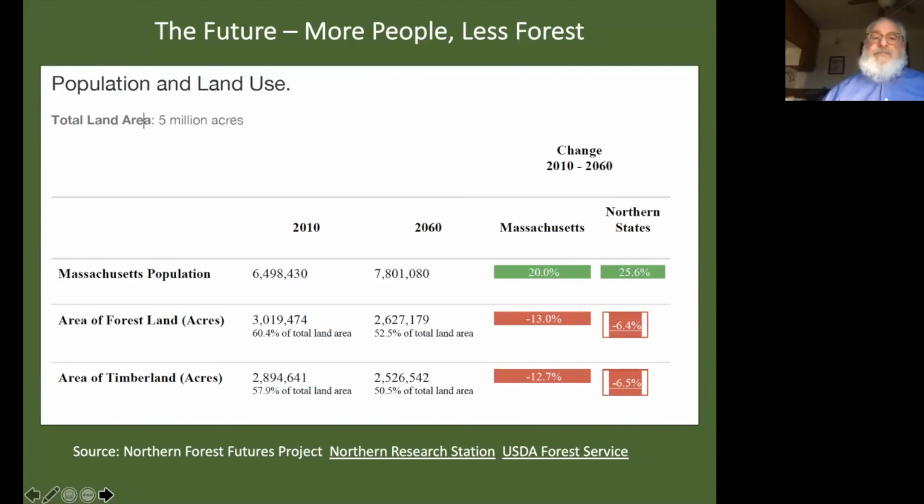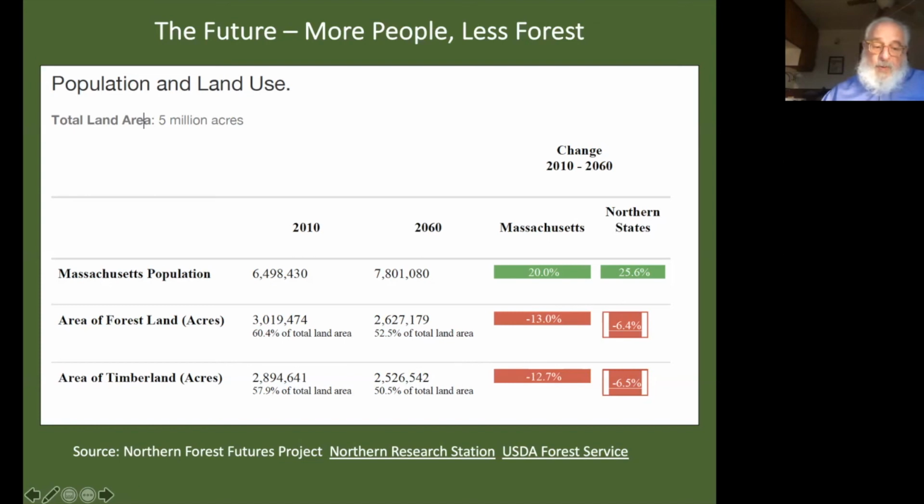Well, what does the future hold? More people, less forest. These are pretty depressing numbers from this USDA Forest Service project to try to figure out what the future is going to be for forests. You can see here for Massachusetts, our population is going to go up 20%, and we're going to lose forest land and timberland.